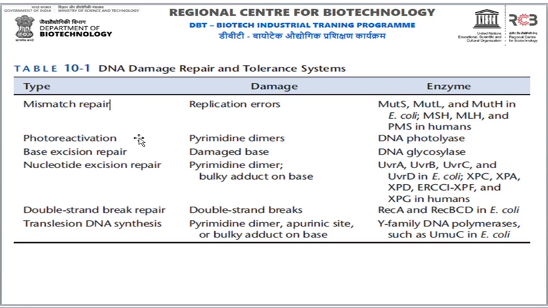And translesion DNA synthesis, which corrects pyrimidine dimers, corrects apurinic sites, or removes bulky adducts on bases. Okay, so the Y family DNA polymerases like UmuC in E. coli catalyze the process of translesion DNA synthesis.